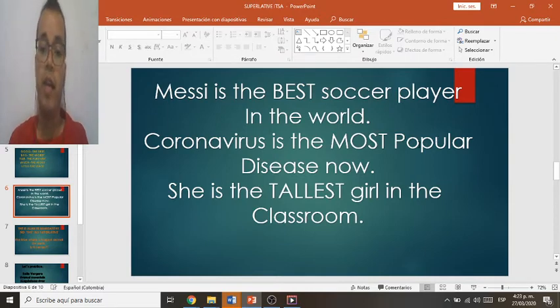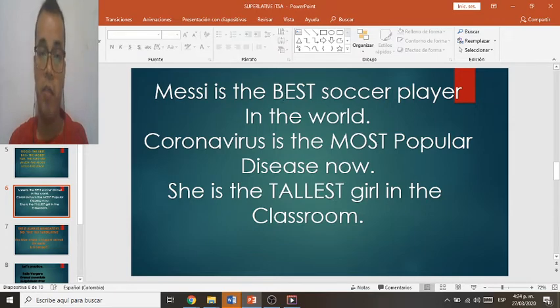No puedo colocarle EST, debo colocarle the most. Le coloco the most y miren que no le coloco ningún EST. She's the tallest girl in the classroom. Ella es la chica más alta del salón. Tall, only one syllable. Le coloco est y como pueden ver no le coloco the most.